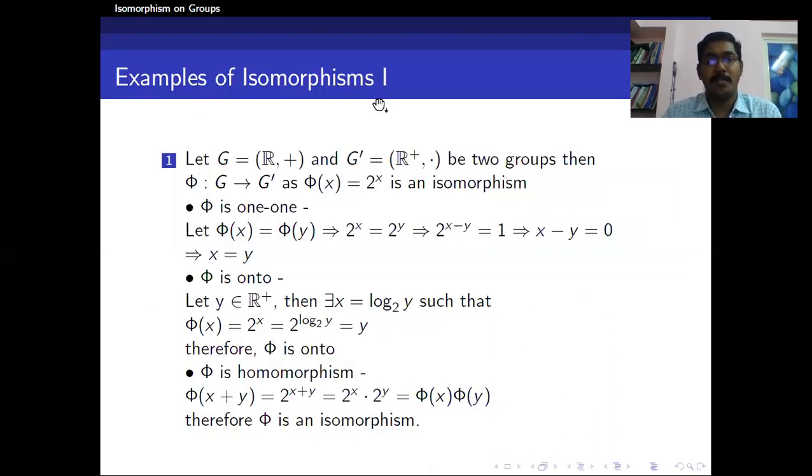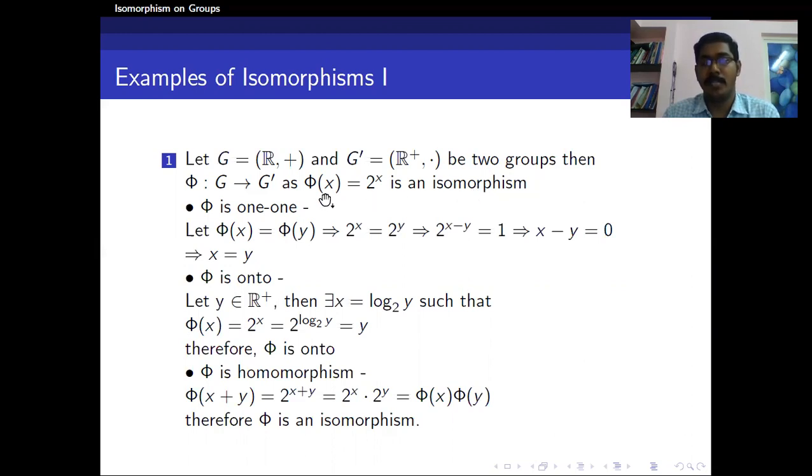Now, some examples of isomorphism. First example: let us consider the group G, the set of all real numbers. We know that the set of all real numbers forms a group with respect to addition. G dash is the set of all positive real numbers, which forms a group with respect to usual multiplication. With the two groups, phi is a mapping from G to G dash defined as phi of x equal to 2 power x. So it's an isomorphism.